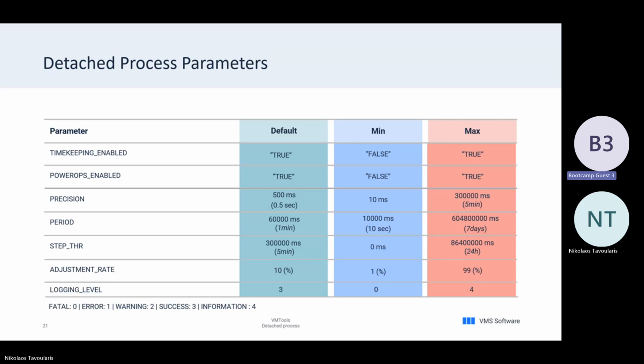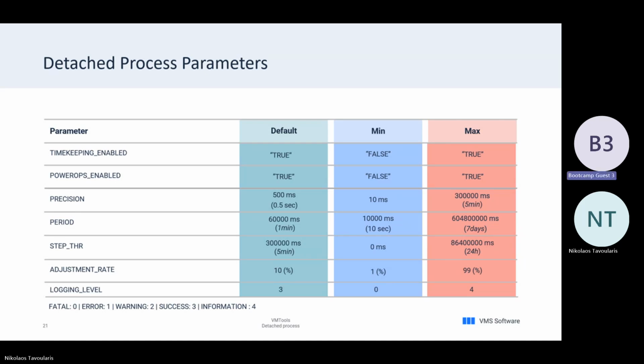Then we have period. The detach process periodically updates the time. The default value is 1 minute. But if you run the detach process and you still have a clock drift, then you can make the period lower, with a minimum value of 10 seconds and a maximum of 7 days.